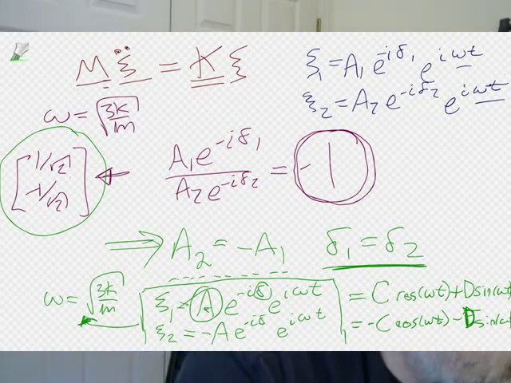All right, so that's how you use the eigenvalue equation. We've got this eigenvalue equation out. What does it really tell us? It gives us constraints on these amplitudes and these phases. And so that's one solution that we have.